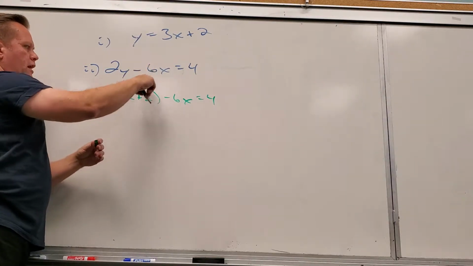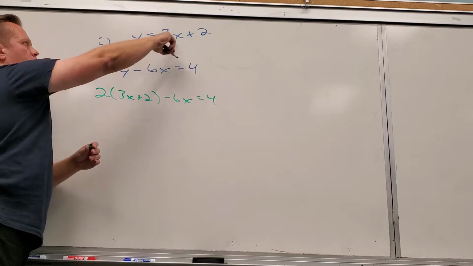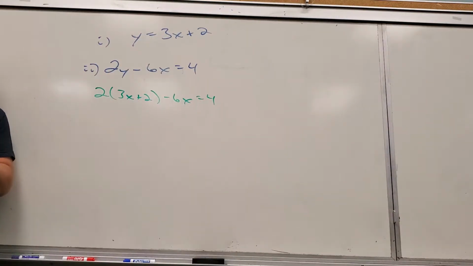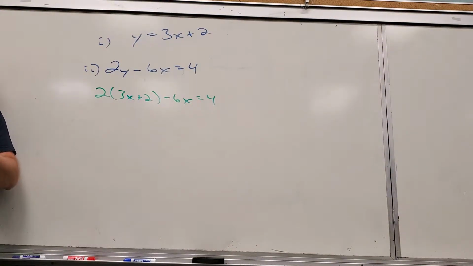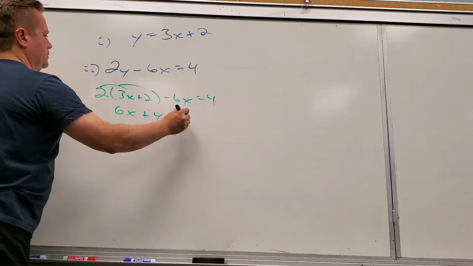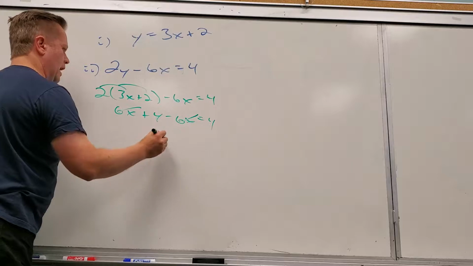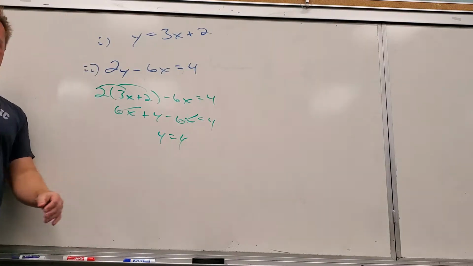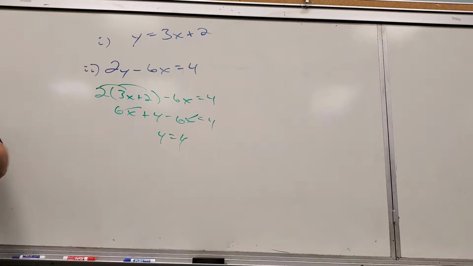So I just rewrote that equation, replacing y with what I know it is. I like it. And now let's do this real quick. Bam, bam. 6x plus 4 minus 6x equals 4. Those die. 4 equals 4. The answer is not all real numbers.